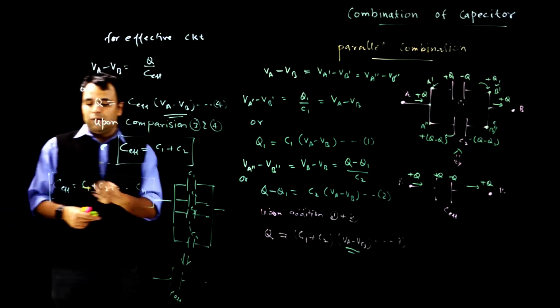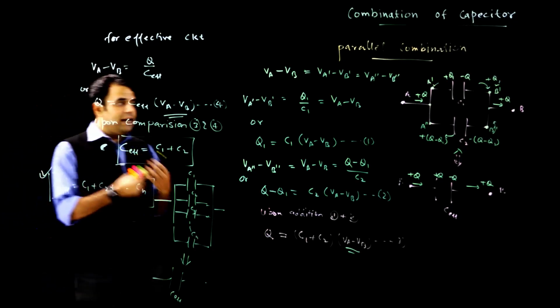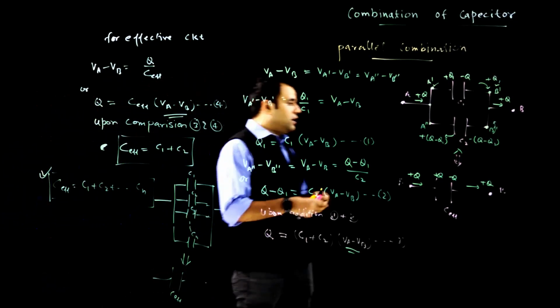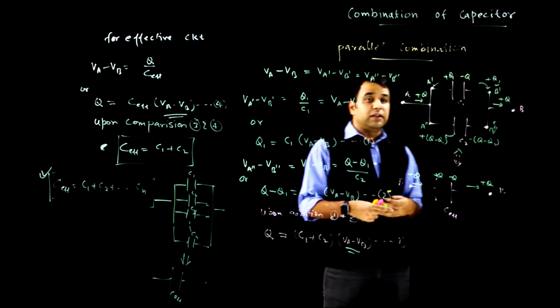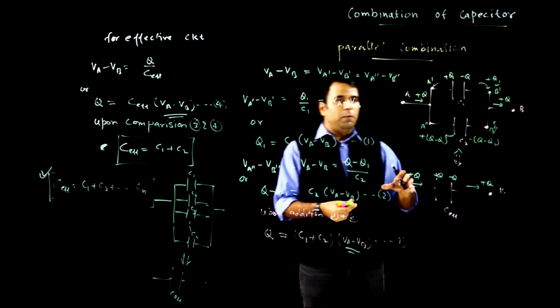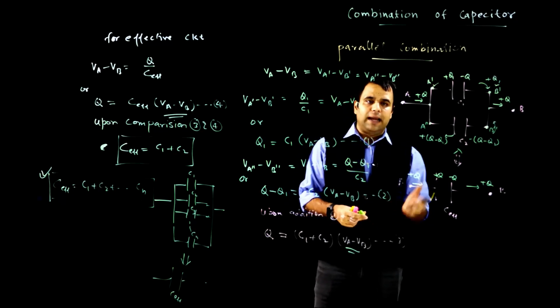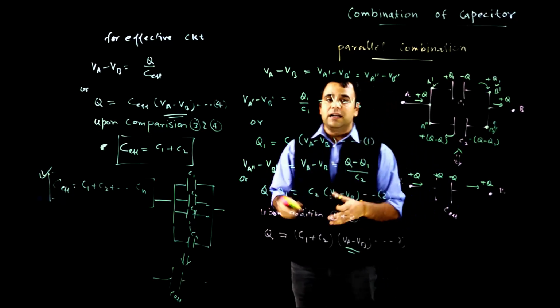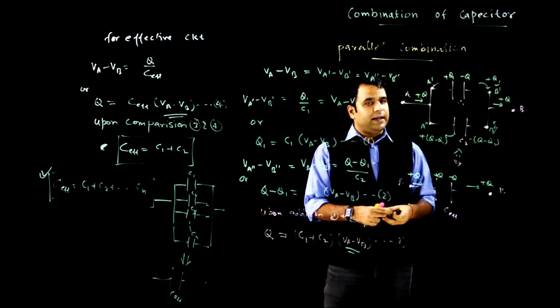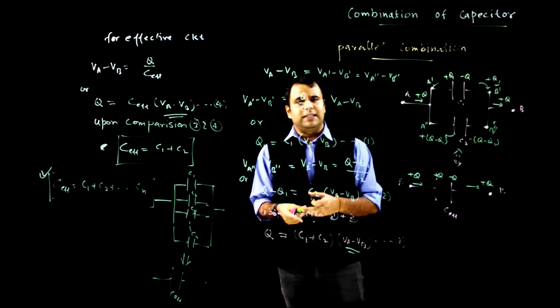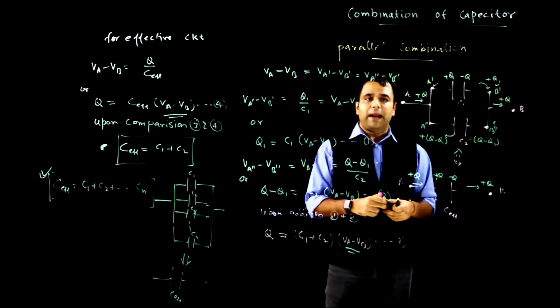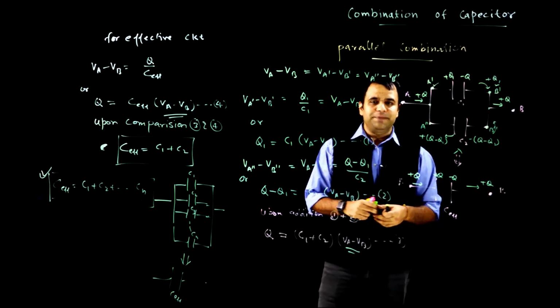So this is the formula. One should memorize this formula. If in any problem we encounter a combination of capacitors which is a parallel combination, we will replace that parallel combination using this formula by a single capacitor. After that, we can further simplify the circuit and find whatever is being asked in the question. Okay, so this is your parallel combination, the formula for parallel combination.